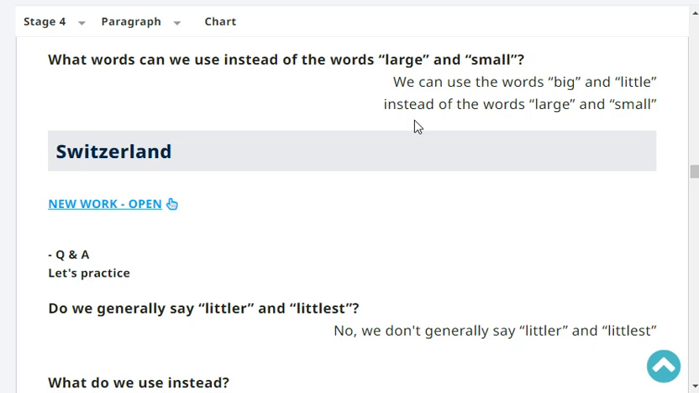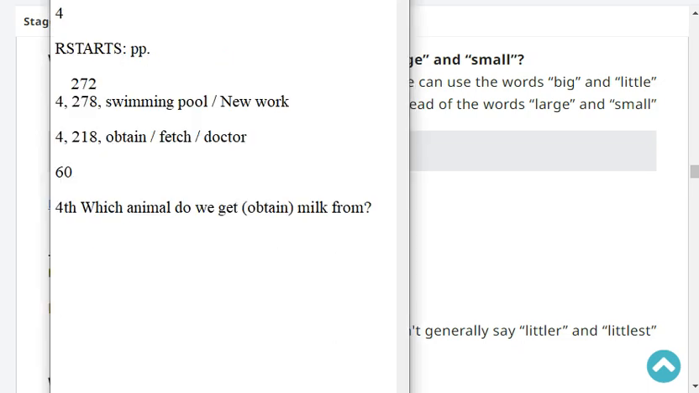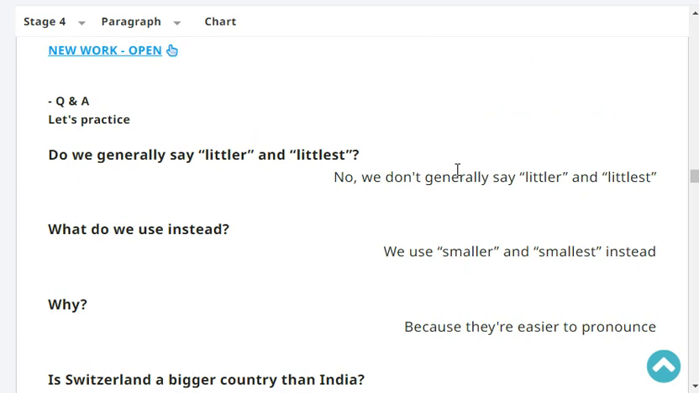Do we generally say littler and littlest? No, we generally do not say littler and littlest. Very good.